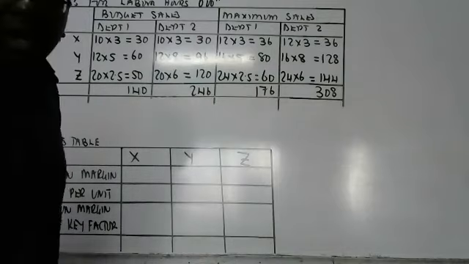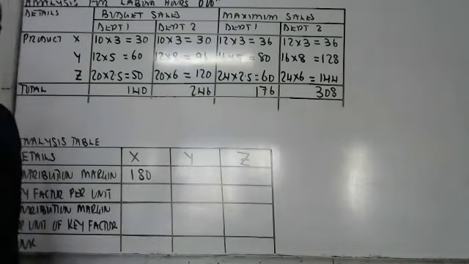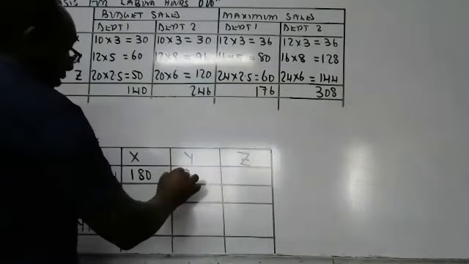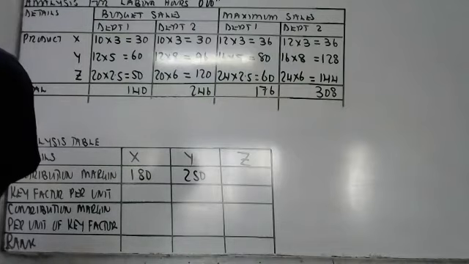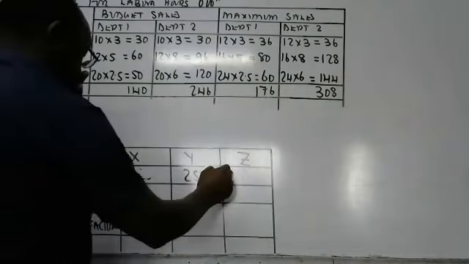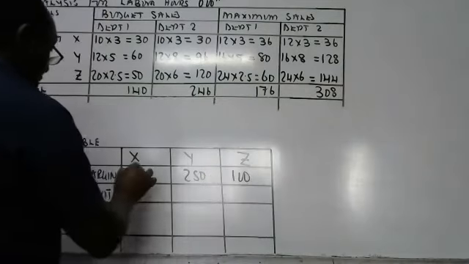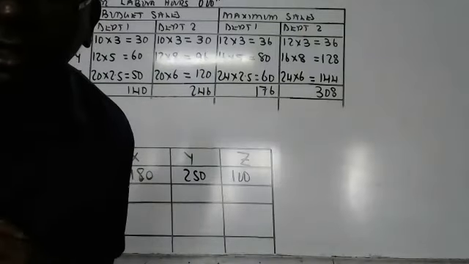So I think contribution margin, was it 180, 250? Hebu niandikie those contribution margins the way they were. Oh, 100. Ya mwisho ilikuwa 100, yeah? Okay. $180, $250, $100. Good.